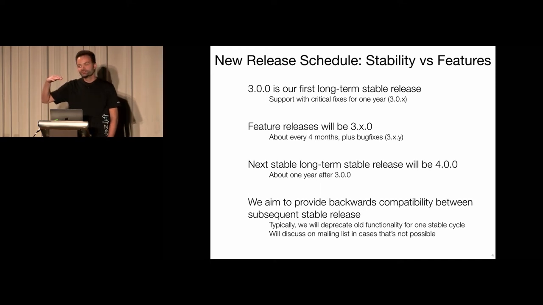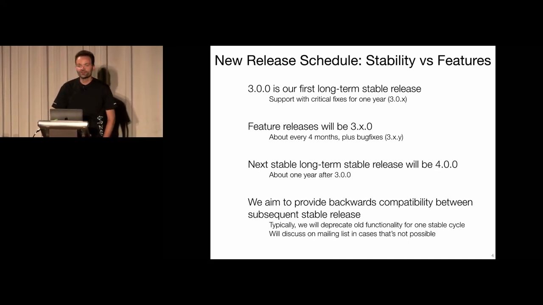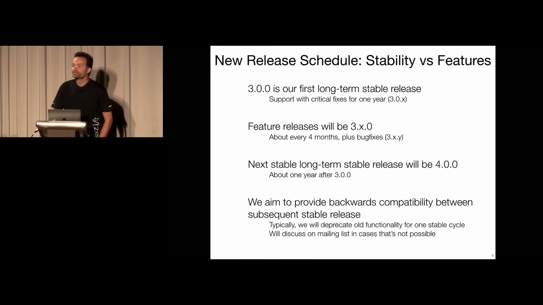On top of that, we'll be doing a feature release about every 4 months, with new features in the 3.x.0 space, and potentially bug fix releases for those as 3.x.y. In about a year, we will take that last feature release, maybe do some more tweaks on top, and cut the next stable version from that. At that point, everybody can benefit from those new features, but whoever is a bit more willing to move more quickly can, in the meantime, use these feature releases.